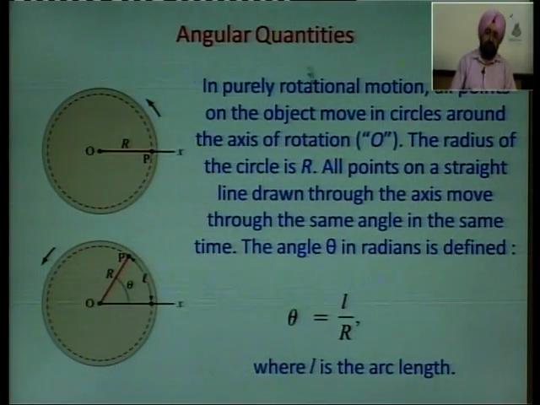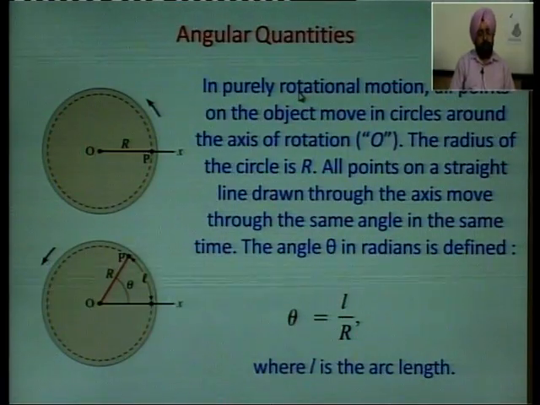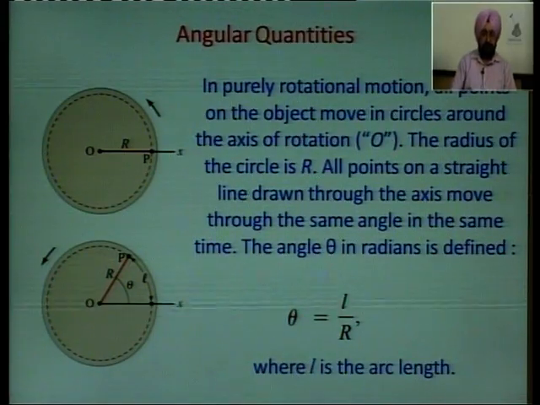Now, let us take up some angular quantities. Like in the case of translational motion, you say distance, displacement, speed, velocity, acceleration. How do we account for angular quantities in a rotational motion?